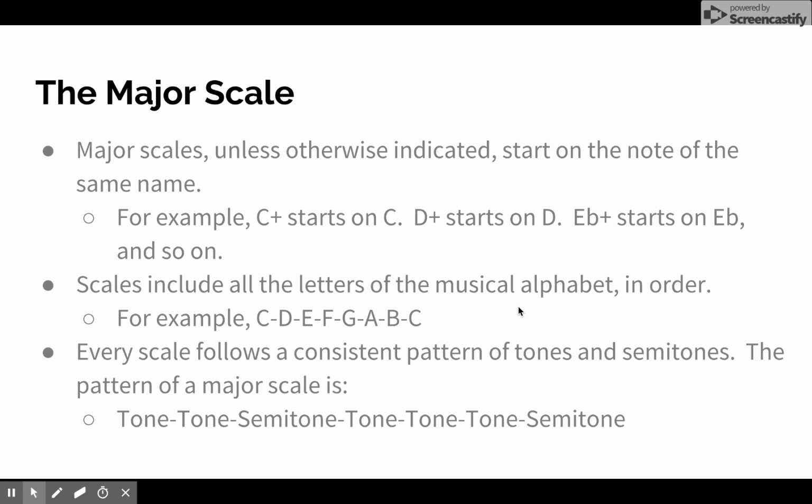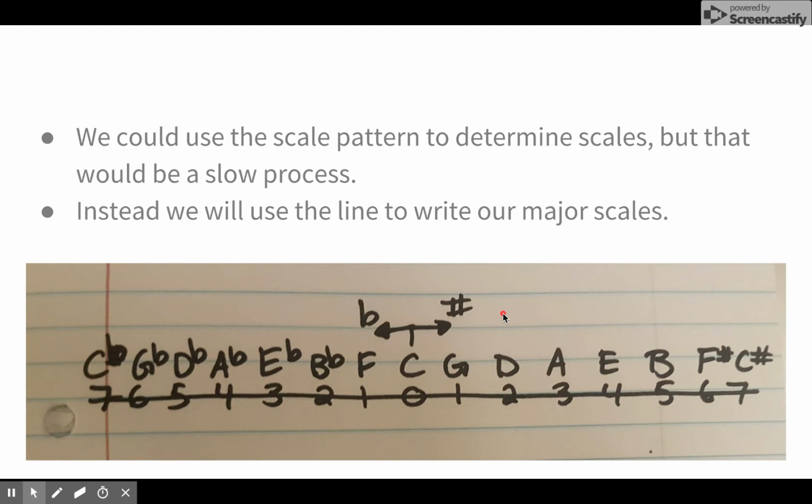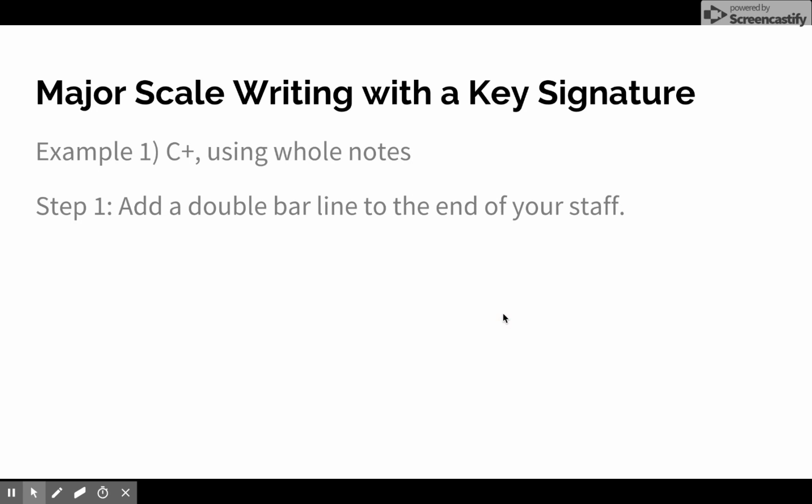Every scale follows a consistent pattern of tones and semitones. The pattern of a major scale is tone, tone, semitone, tone, tone, tone, semitone. We could use that pattern to determine the scales, but that would be a very long and slow process. So instead, we're going to use the line to figure out our key signature and write out our major scales. Writing a major scale with a key signature is the most practical thing you're going to do.